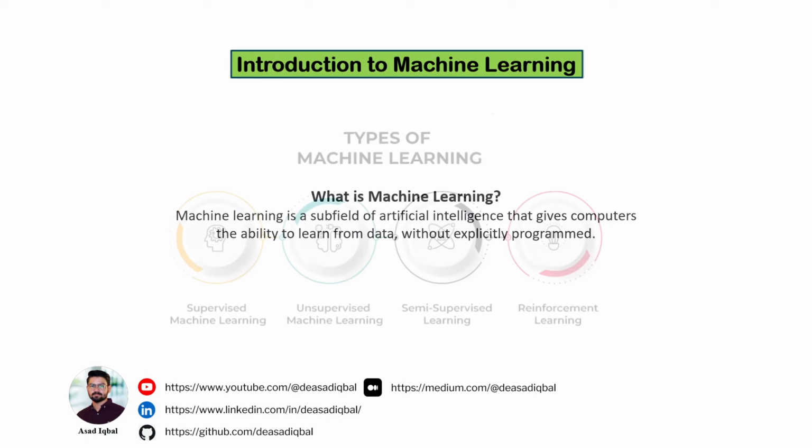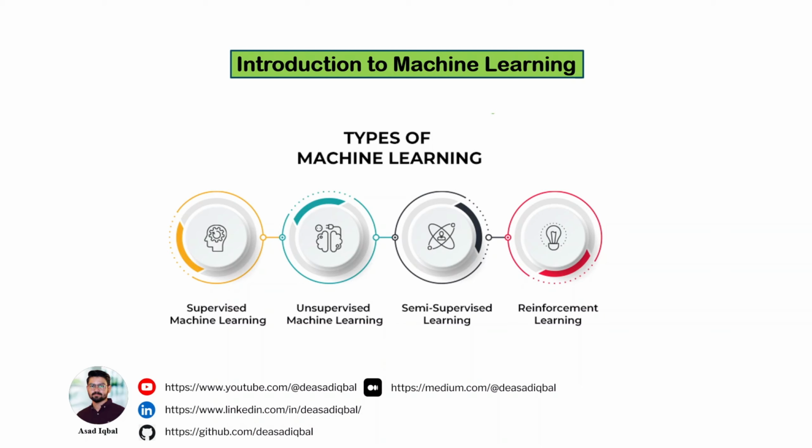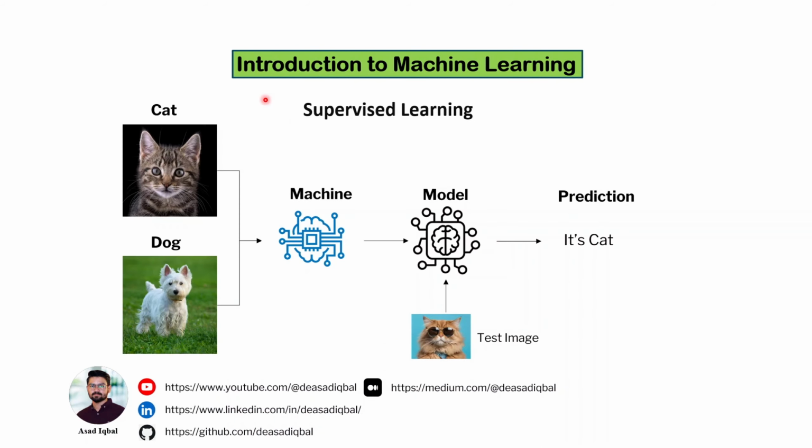Machine learning has four types: supervised machine learning, unsupervised machine learning, semi-supervised machine learning, and reinforcement learning. So let's discuss each of these machine learning types one by one with examples. The first type is supervised learning. As its name suggests, supervised machine learning is based on full supervision. What is meant by supervision?